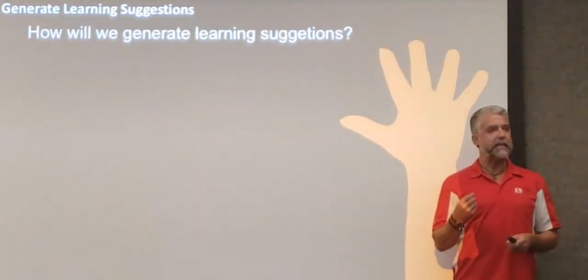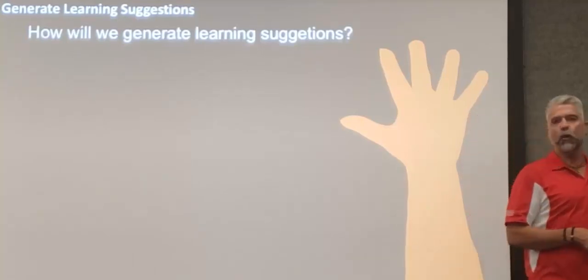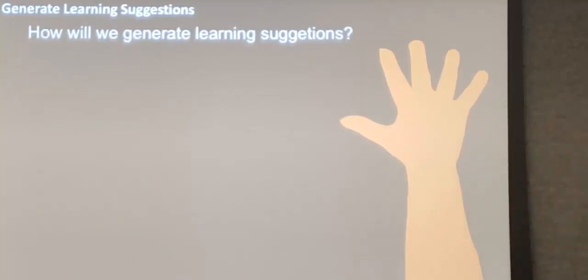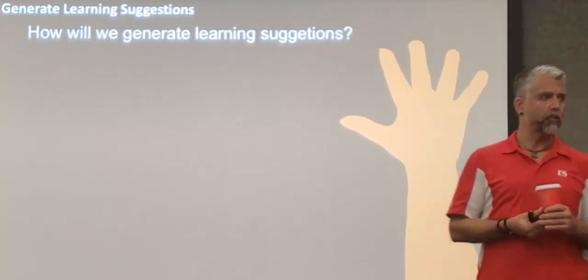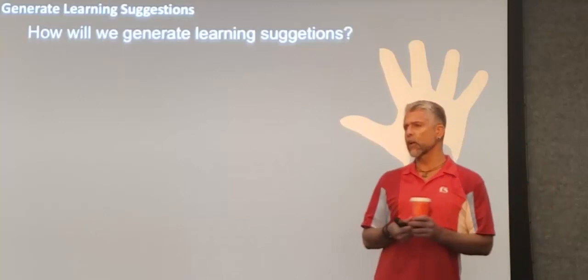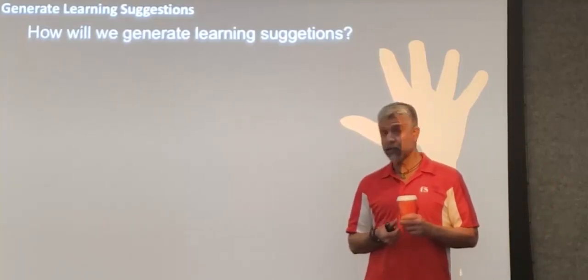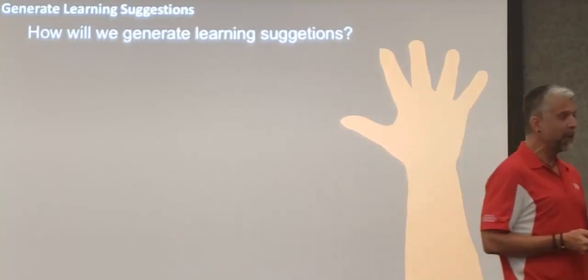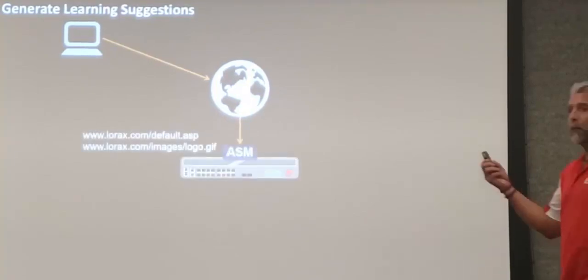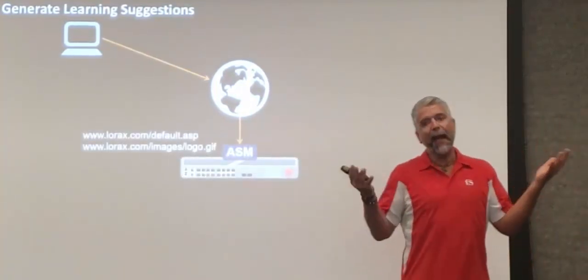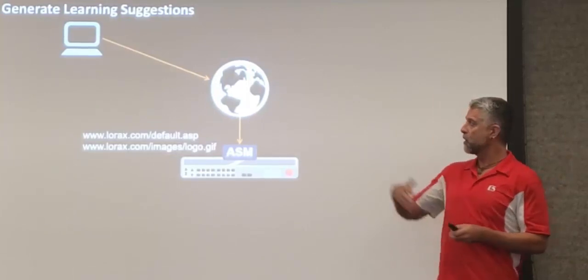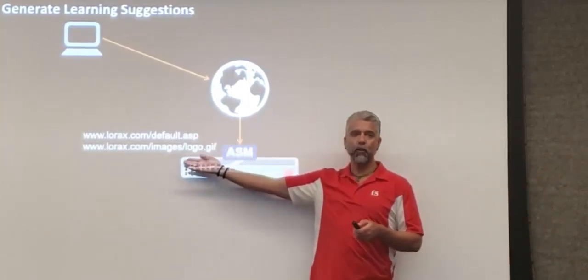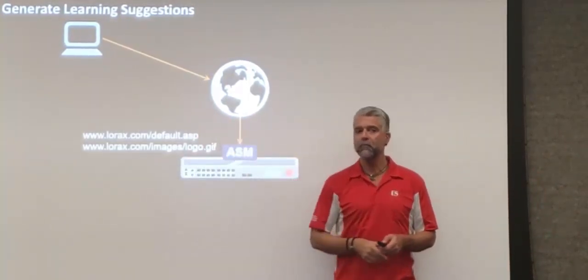So at this point, I need to now generate some learning suggestions. How do you suppose we're going to go about generating learning suggestions? Ask the user to use the application. Somebody has to use the application. Somebody has to use the application in the manner that it's intended. In other words, request the home page, which also requests the logo.